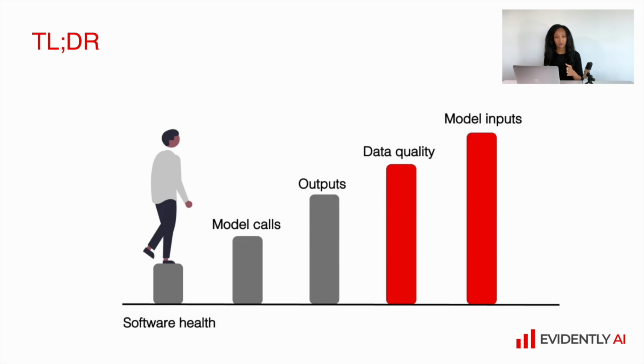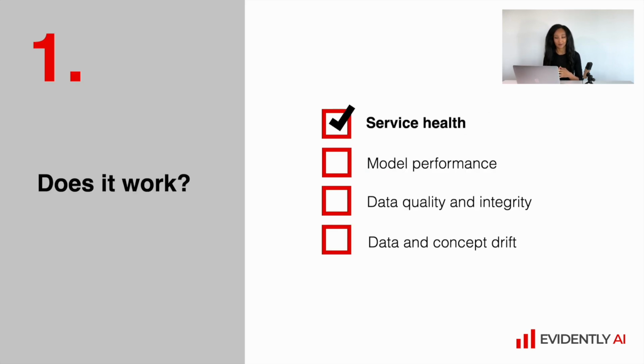Basically, in short, we always start from the software health. I will repeat it always because that's the basis. And then we can add additional layers like model calls, outputs, data quality, and model input. I personally believe that software health, model goals, and outputs is a must, and then you can add up data quality and model inputs. So let's start from the service health.